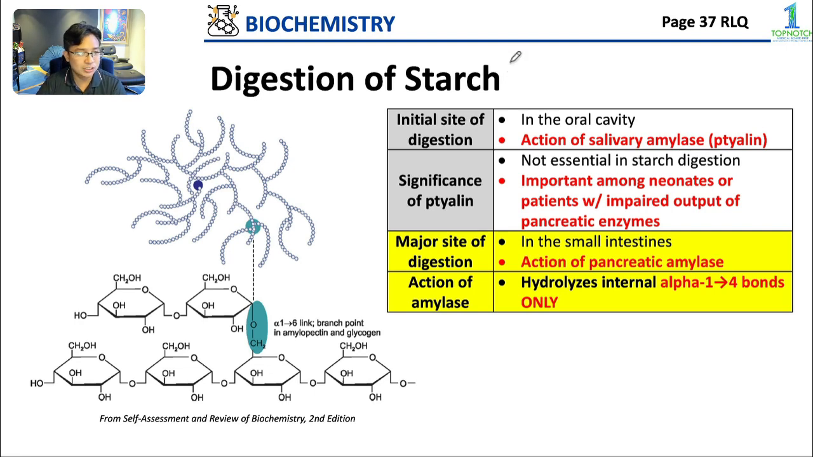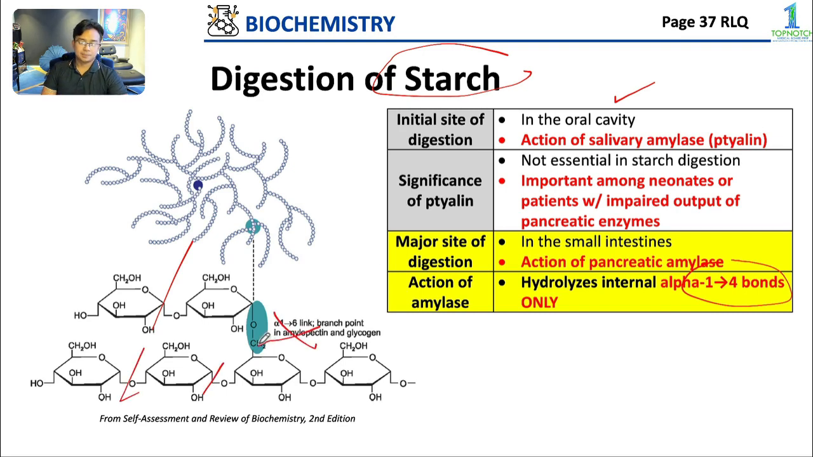Now, initial digestion of the starch occurs in the oral cavity via your salivary amylase, thiolin. Thiolin is not actually essential in starch digestion, but important among neonates or patients with impaired output of pancreatic enzymes, because the major site of digestion of starch occurs at the small intestines via the action of your pancreatic amylases. And your pancreatic amylases hydrolyze internal alpha 1 to 4 bonds only. So, 1 to 4 lang yung kanyang kayang sirain, not the 1 to 6 linkages.